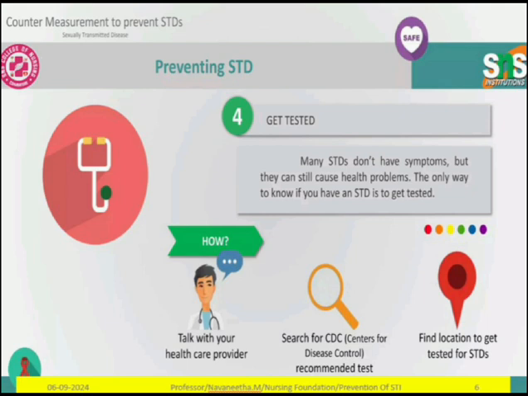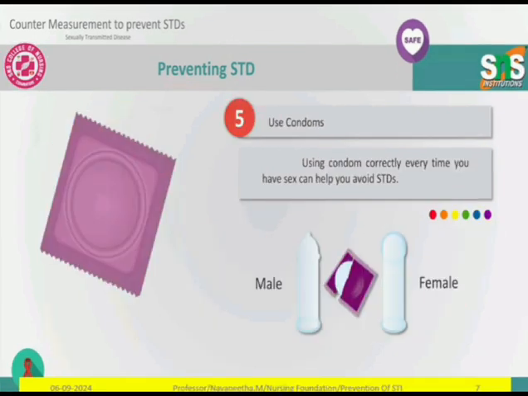The fourth prevention is to get tested. Many STDs don't have symptoms, but they can still cause health problems. The only way to know if you have an STD is to get tested. First, talk with your healthcare provider about your symptoms, signs, and the problems you are facing. After that, search for a CDC center near your location, and go and get tested for STI problems. The fifth prevention is the use of condoms. Using a condom correctly every time you have sex can help you avoid STDs. It is available for both men and women, and there are different types of condoms.